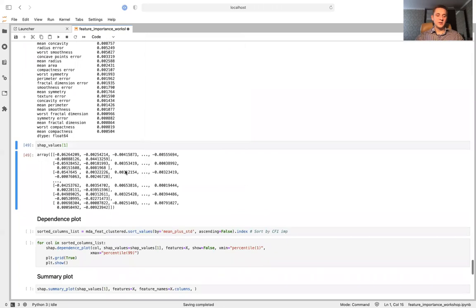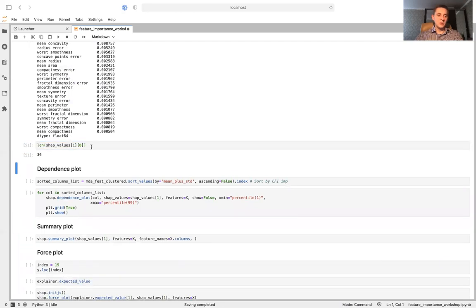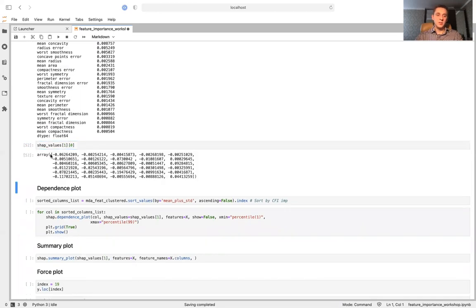As you can see here, the Shapley values for the first class look like a list of lists. For example, if you take a look at the zero value, this is the Shapley value for the zero sample, and its length should equal 30, which corresponds to the length of our features. So these are the Shapley values for all our features.